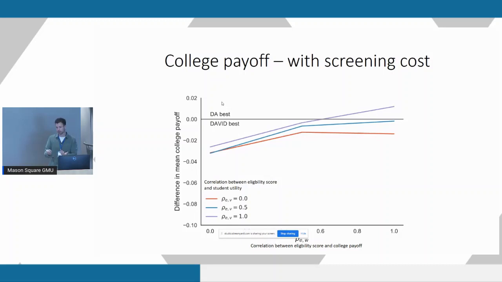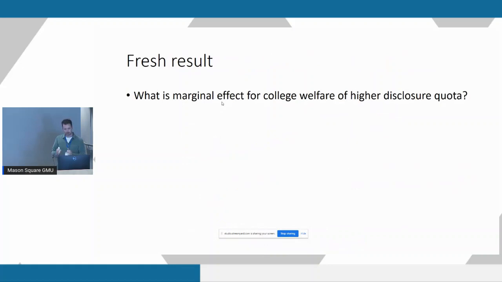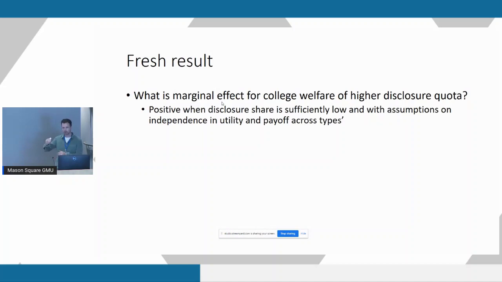And we can actually show that they are welfare improving under certain realistic conditions. Okay, I just want to mention a very fresh result that we are working on proving: we can show in closed form that it is not only a simulation thing, but under certain restrictions, for a given quota or a given college we're analyzing, should we admit more students under disclosure, the result is saying that yes, if we're admitting sufficiently few, then raising it will also improve the college's welfare. So this is to say we're looking towards an interior solution where you want to screen applicants.